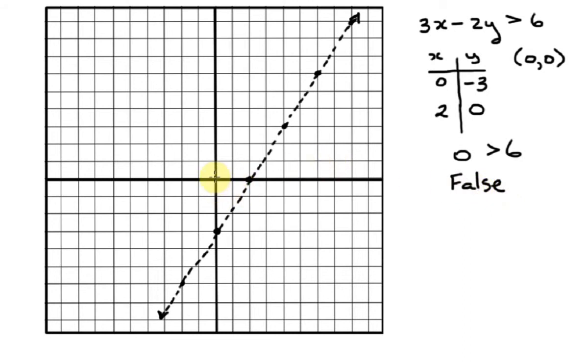Well, if this is where that point came from and that was false, then the true zone is over on the other side of the line. So I'm just going to mark that with some little arrows, and you'll see why I'm not making a great big shaded mess over there in a moment. Well, okay, that moment has come.